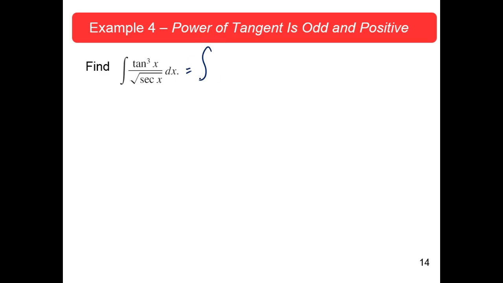The integral of tangent cubed x secant to the negative 1/2 x dx. All right. Without a doubt, we need things in terms of secants, because you can't do much else with that to the negative 1/2. And this is a tangent cubed, so what's the derivative of secant?